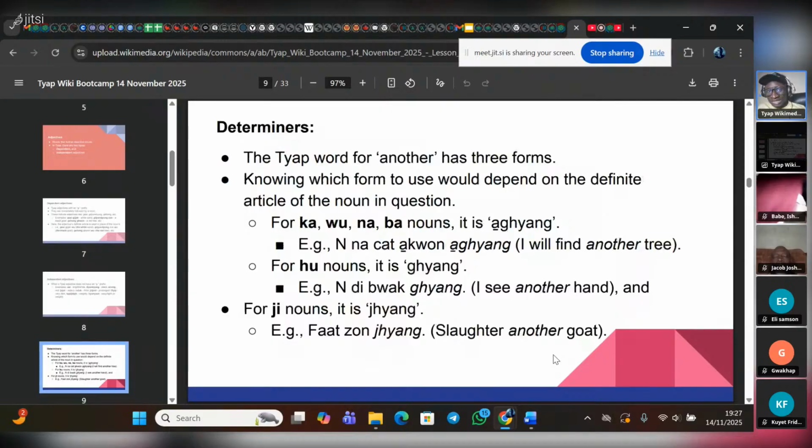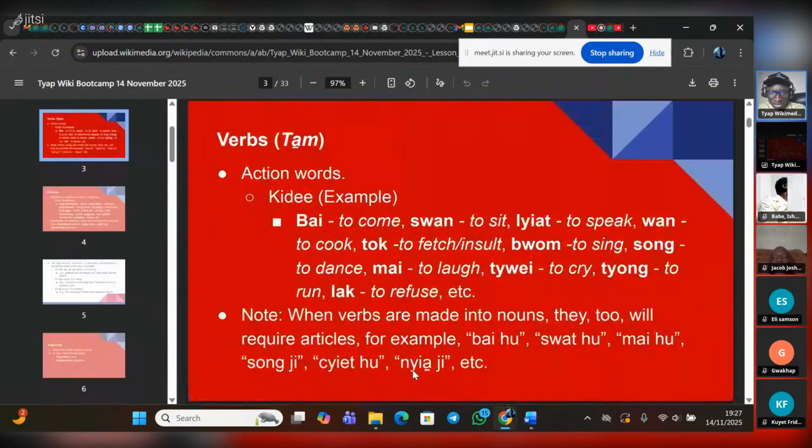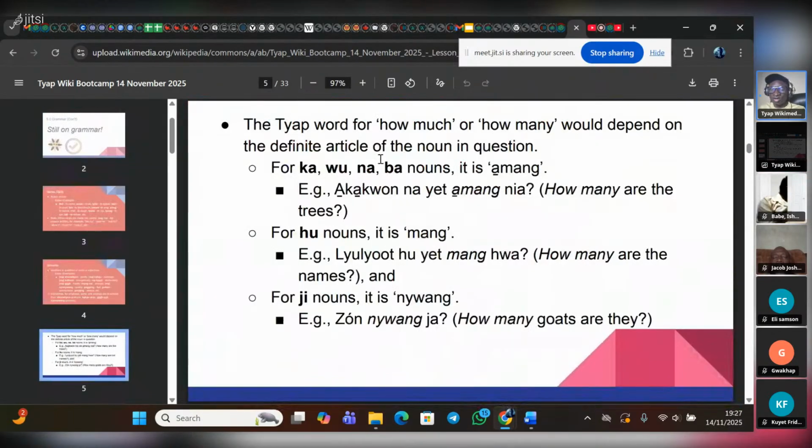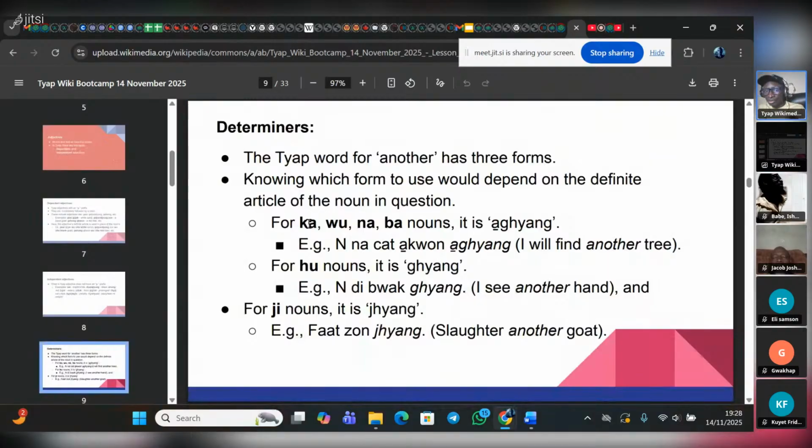And then we have determiners, the adjectival determiners in Tyap. The Tyap word for the English word another, just like how much and how many in the adverb part of this lesson, has three forms. Now, knowing which form to use will depend on the definite article of the noun you are using. So it's the same situation as the one we had about how much and how many. So the same thing happens to this word another. If the noun belongs to the car, the who, the na, the bar, definite article group, we use the word a yang, just like a man. In the other side, we have a yang, meaning another.